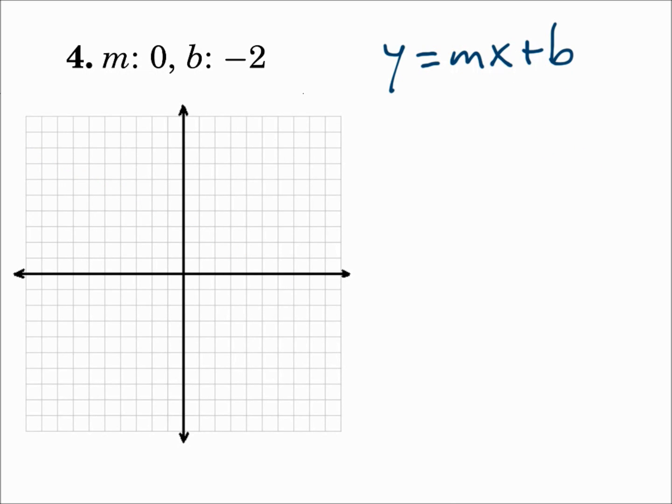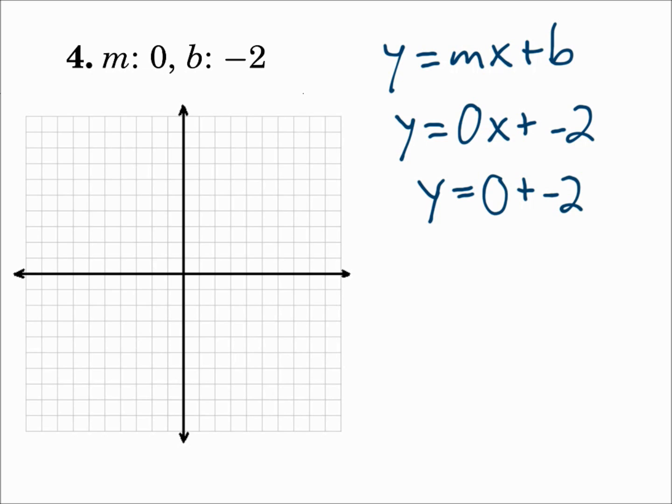Number 4. Let's do a line with a slope of 0 and a y-intercept of negative 2. Substitute in. Y equals, m is 0, x plus b is negative 2. This definitely needs simplified. 0 times x is 0, and then 0 plus negative 2 is just negative 2. So y equals negative 2 is our answer.